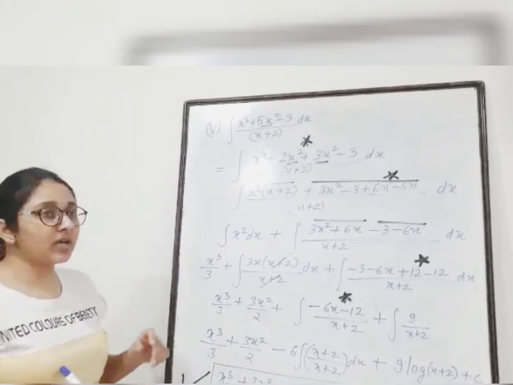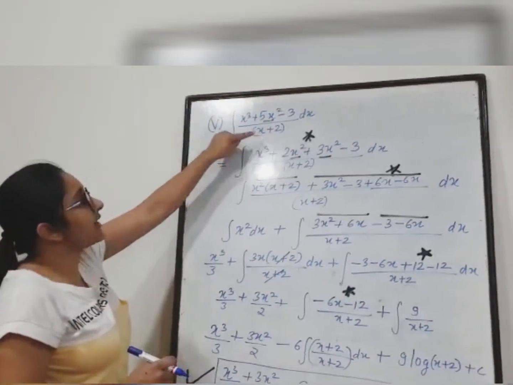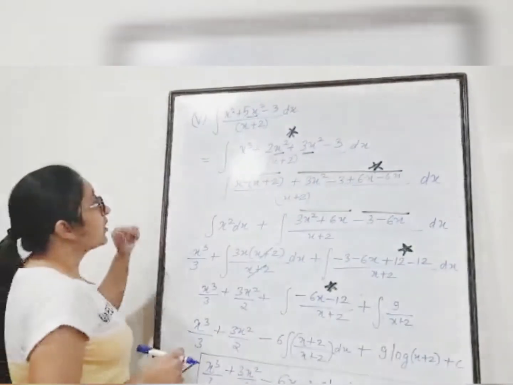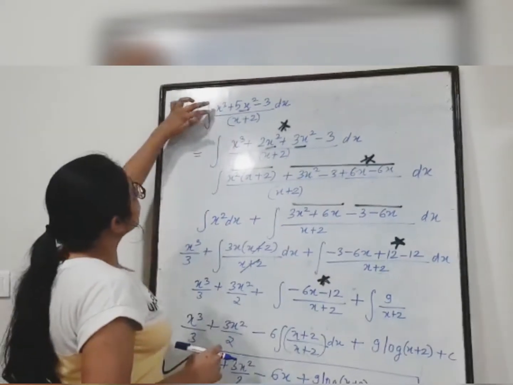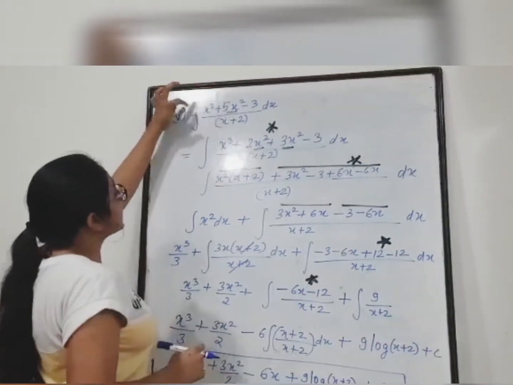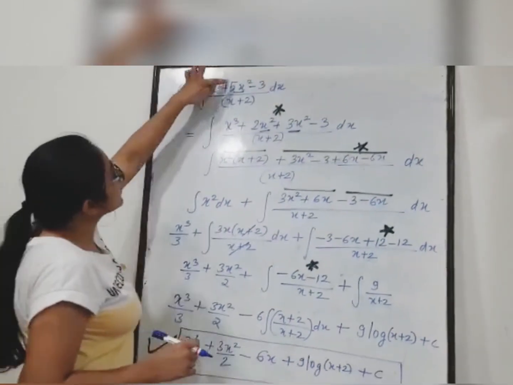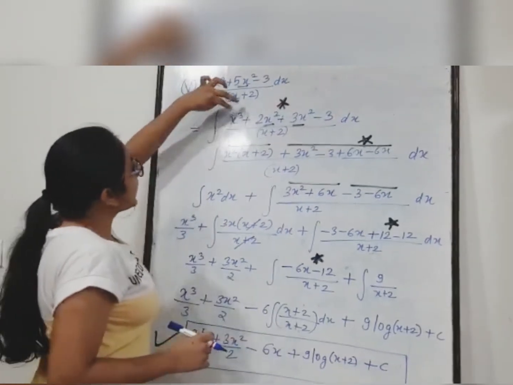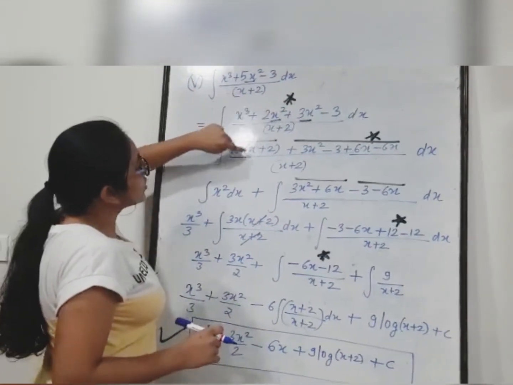Now moving on to our last problem, it is x cube plus 5x square minus 3 divided by x plus 2. Such problems require a lot of manipulation. So here I wanted to simplify the problem. I wanted to create x plus 2 here such that this and this get cancelled and we can simplify the problem. So I split 5x square into 2x square plus 3x square. After that I could see here I could take x square as common and then x plus 2 was remaining.